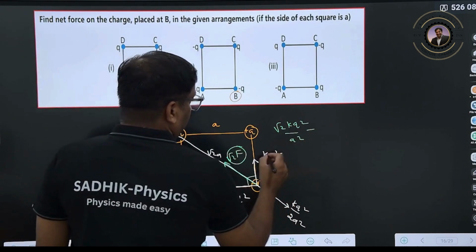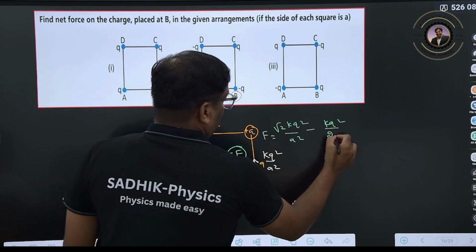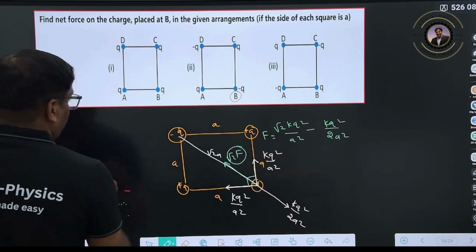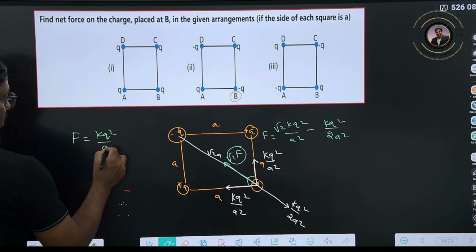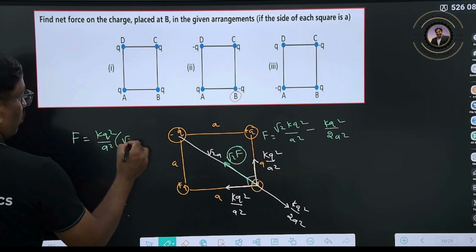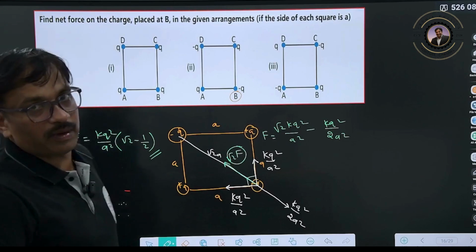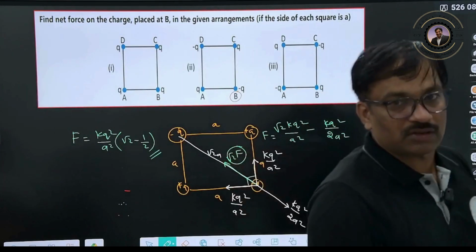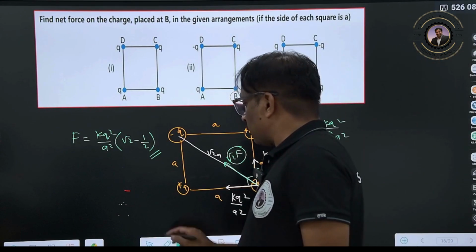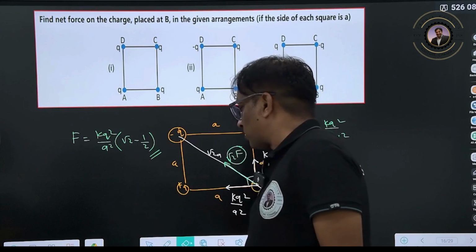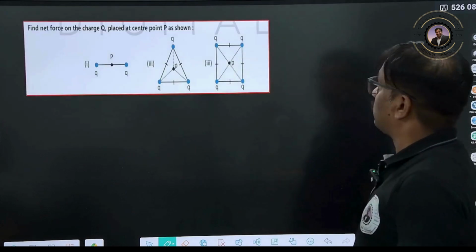Therefore the force on this one will be equal to kQ squared by 2a squared. Therefore the net force acting on this one you can write as kQ squared by a squared into (root 2 minus 1 by 2), which is acting toward this side. Like this you have to solve the problems. So try to do this question and this question so that you can understand clearly. You have to try different varieties of questions, then only you will become perfect in that. Clear?